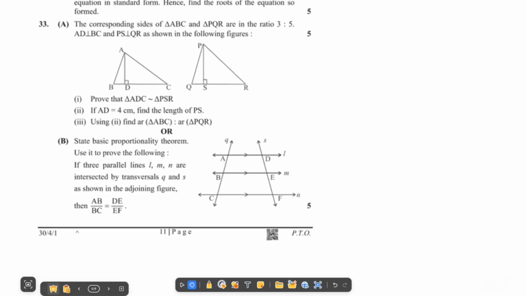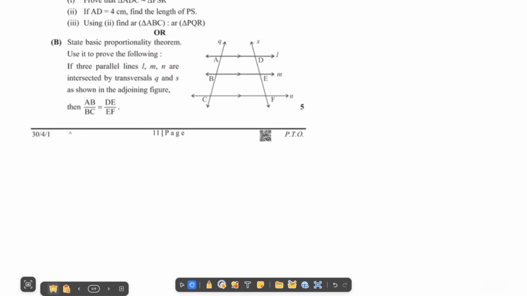So the next question is 33B question. This one, the state basic proportionality theorem. So we have to write the basic proportional theorem and use it to prove the following. If the three lines L, M, N are intersected by transversals Q and S, here L, M, N, these are parallel lines. They are intersected by two transversals Q and S.